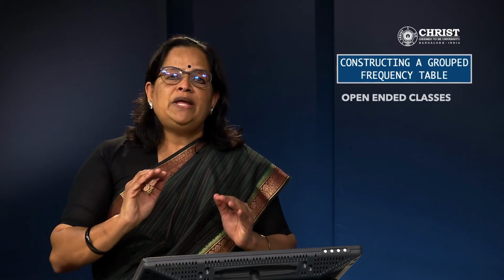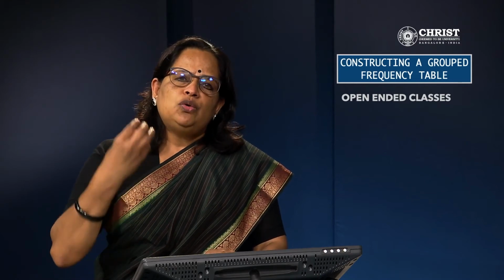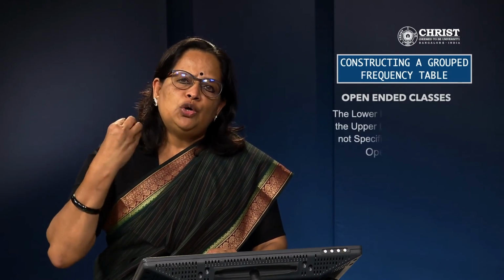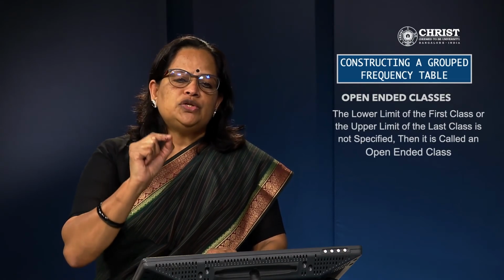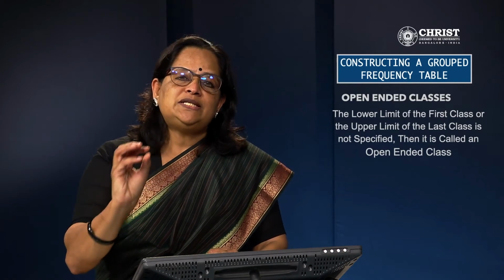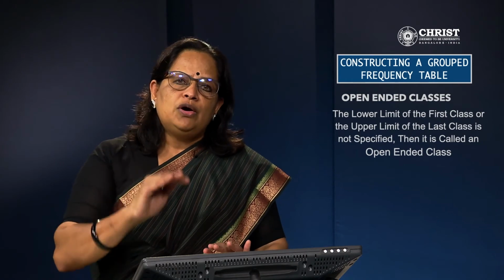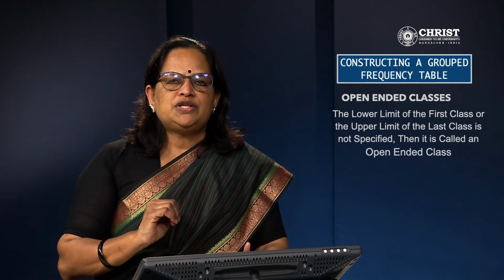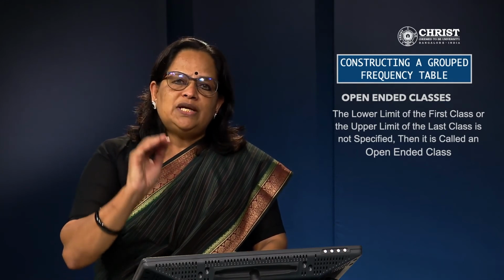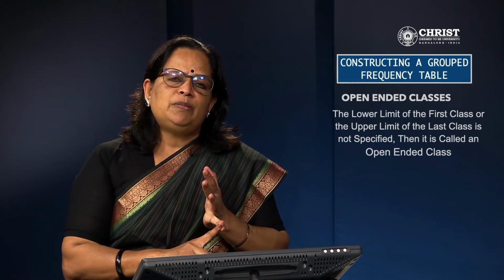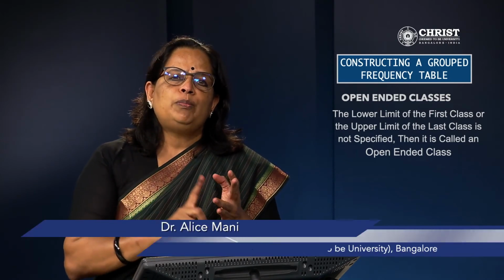Now I also want to explain open-ended classes, because you will usually come across them in a problem. What do you mean by an open-ended class? For example, the first class is not given as 0 to 10, but is mentioned as less than 10. That means the lower limit of the first class is not mentioned, or the upper limit of the last class is not mentioned, for example 70 and above, meaning it can be any value. If either the lower limit of the first class or the upper limit of the last class is not mentioned, we call it an open-ended class.